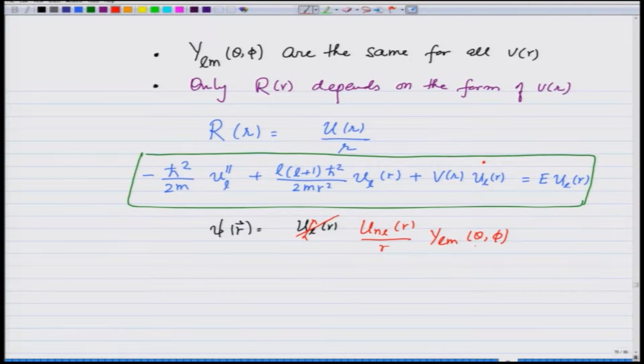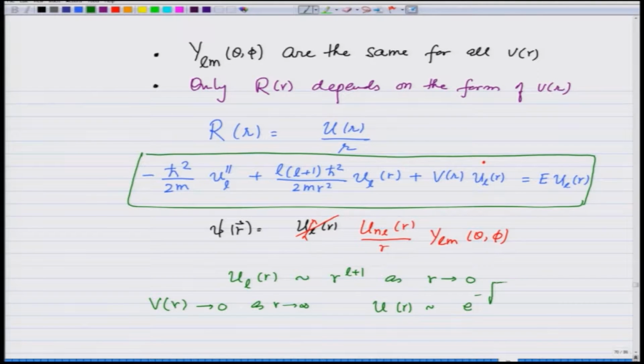So, our focus is on u in this case, and we had derived some general properties, and that was that for u L, u L of r goes as r raised to L plus 1 as r tends to 0, and for potentials that die off as r goes to infinity, so V r that go to 0 as r goes to infinity, u of r goes as e raised to minus square root of 2 m mod E over h cross square times r. This we had derived. So, what we want to do now is solve this numerically.